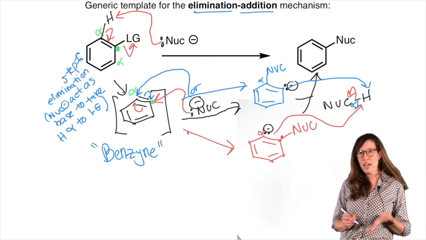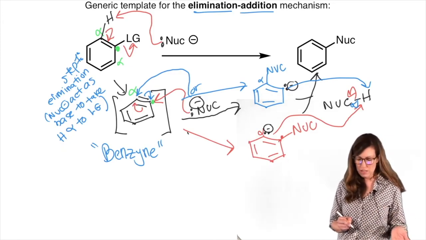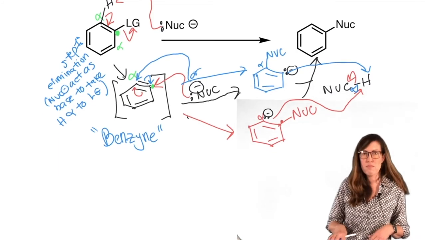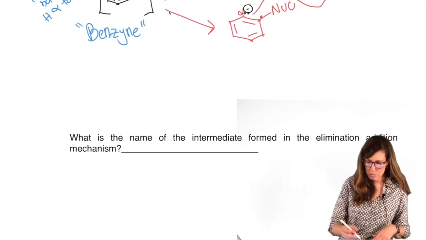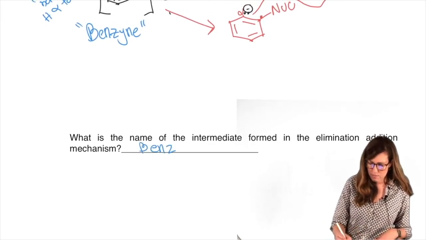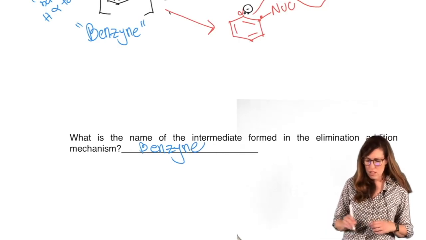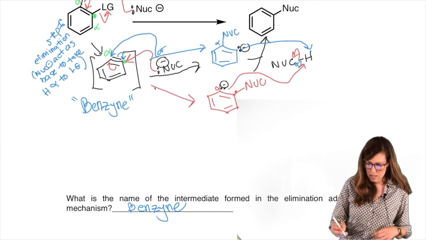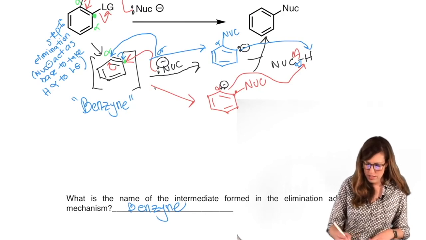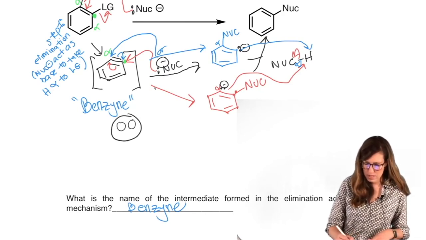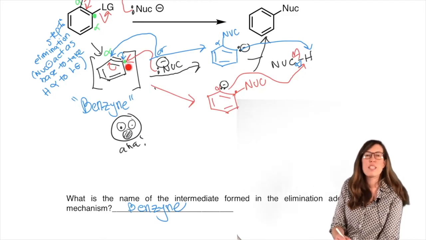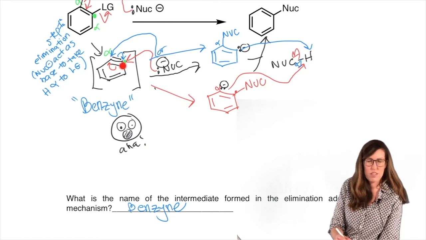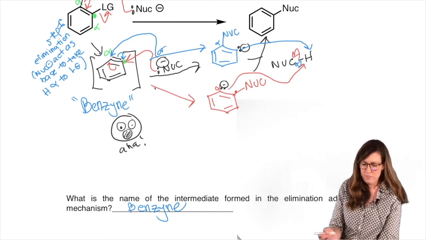Did we need to draw the red and the blue path in the future? No, unless they actually give you different products. Okay, so name our intermediate, benzyne. Now I'm going to go back here and give my wow face. This is a lecture full of wows because you're saying aha, because right here we see why two carbons are possible for attack.